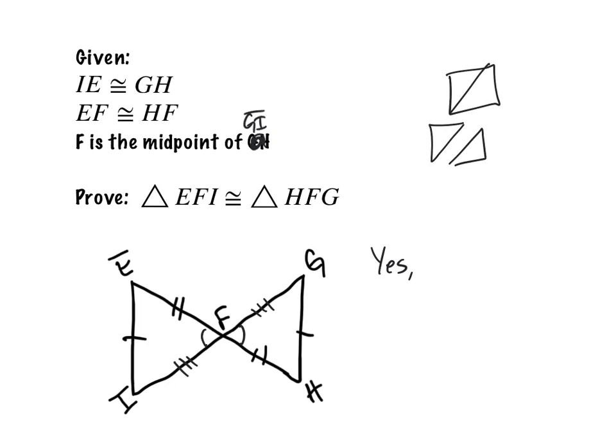Can you do both because you have enough for both? Yeah, you have enough for both of them, right? I could say side, side, side, or side, angle, side, right? Make sure you write it out because at the end of this, we're going to have 5 total ways to prove. Right? So I have all the sides, or if I look, I have side, angle, side.